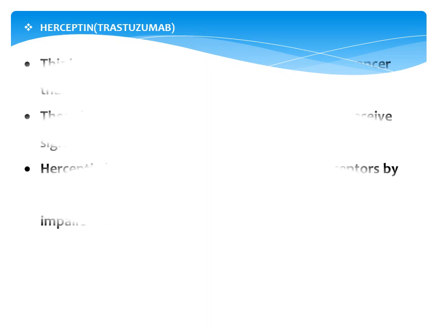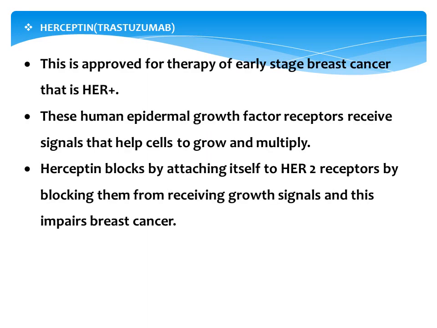Herceptin or trastuzumab. This is approved for the therapy of early stage breast cancer, that is HER2 positive. These human epidermal growth factor receptors receive signals that help cells to grow and multiply. So what Herceptin does, it blocks these receptors. So the receptors cannot receive the growth signals, as a result of which cells cease to divide. And this impairs the breast cancer because in cancer, cells divide indefinitely. So when the growth signals are prevented, cells do not divide and the breast cancer is impaired.